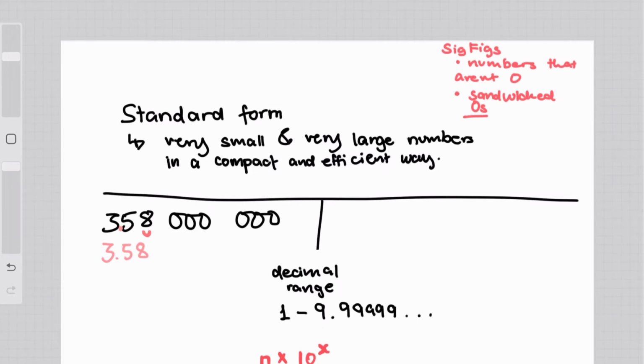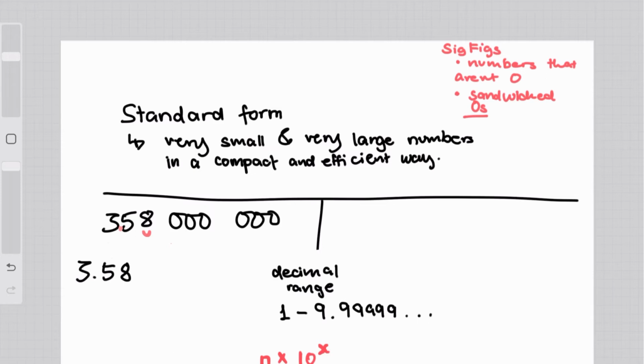What I mean by sandwiched is like you have the zero numbers over here, and then you have a whole number here and you have a whole number there. The zeros are considered sandwiched. So those are significant figures. Once you're done identifying the decimal place, you have to write that number down.